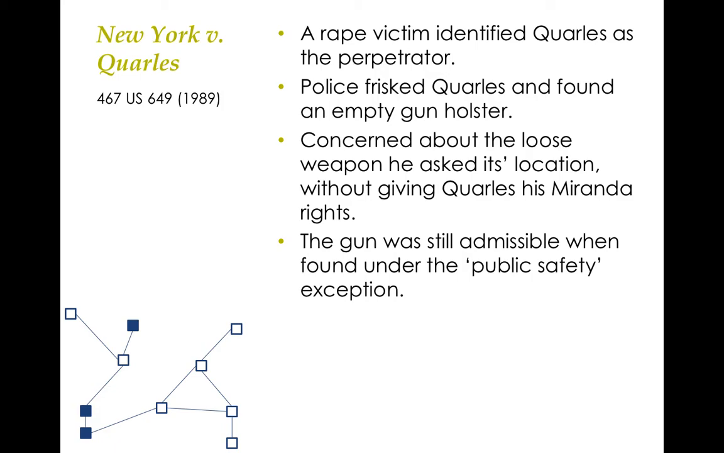So in New York v. Quarles, we get the public safety exception. A rape victim identified Quarles as the perpetrator. The police frisk him and find an empty gun holster. So now there's a gun holster. Where the hell is the gun, right? So they're concerned about it and they ask, where is the gun, without giving him his Miranda rights. This is a public safety exception and the gun was considered admissible.